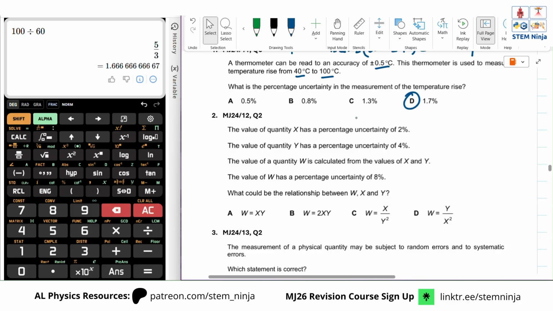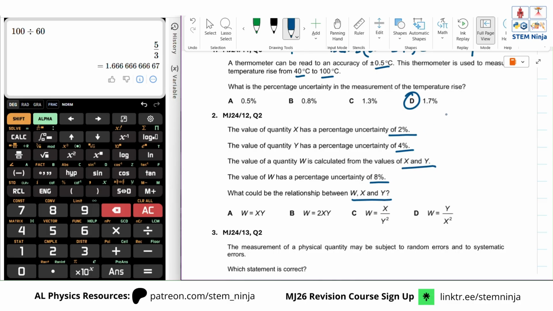The value of quantity X has a percentage uncertainty of 2%. The value of quantity Y has a percentage uncertainty of 4%. Value of quantity W is calculated from the values of X and Y. The value of W has a percentage uncertainty of 8%. What could be the relationship between X and Y?